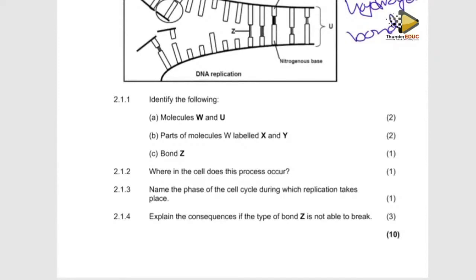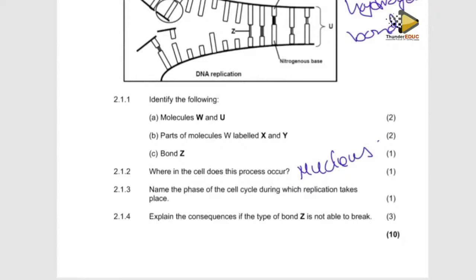Simple. So it's found in the nucleus. So this process occurs in the nucleus. Yeah, simple. And then they are saying, name the phase of the cell cycle during which replication takes place. Which part of the cell cycle, where do we find this in the cell cycle? That's basically what they ask: name the phase of the cell cycle during which DNA replication takes place.